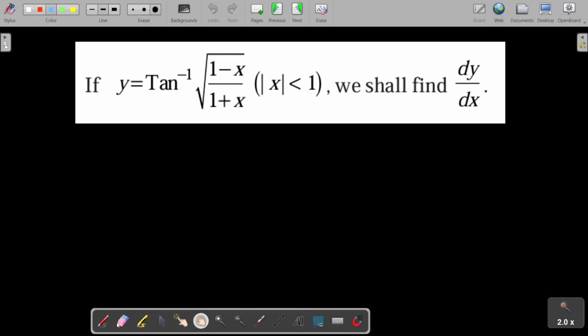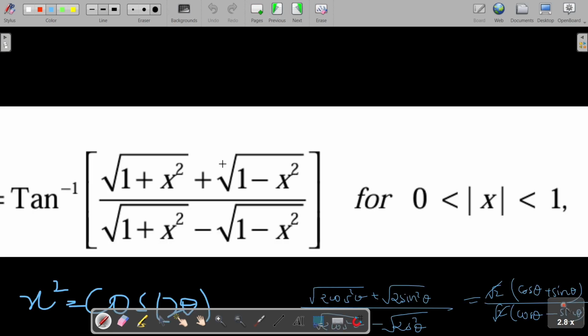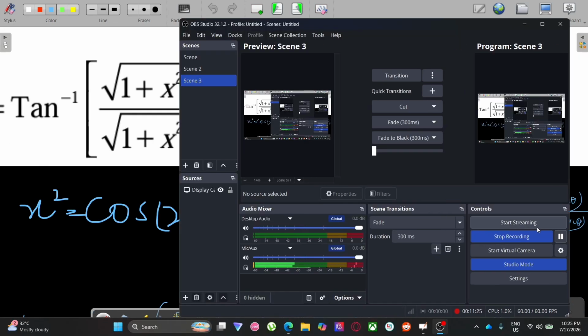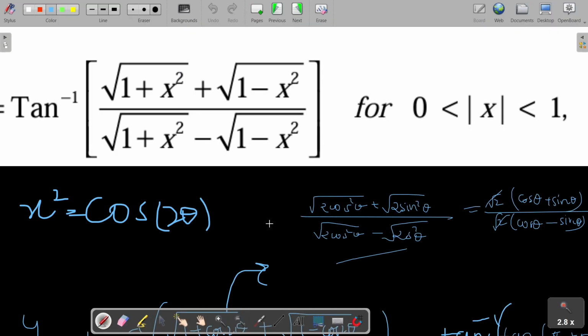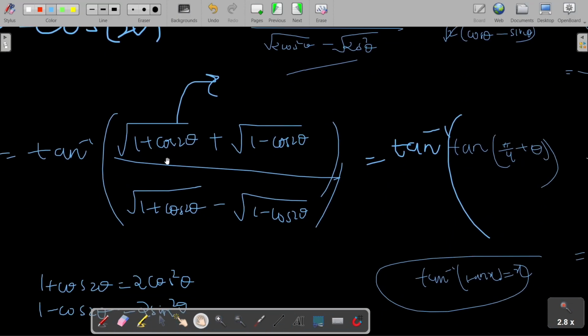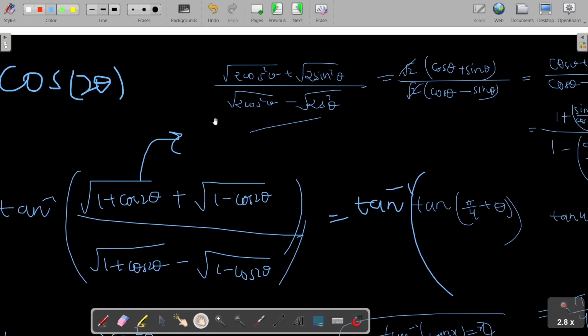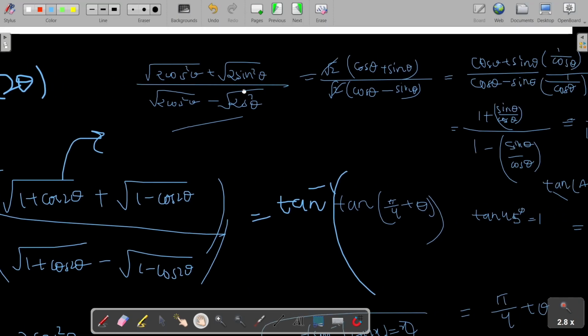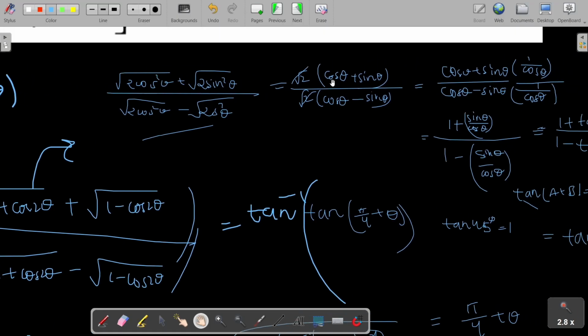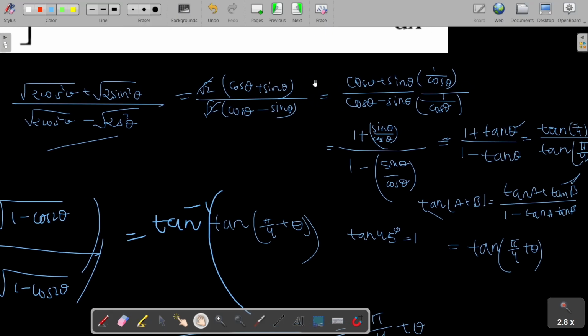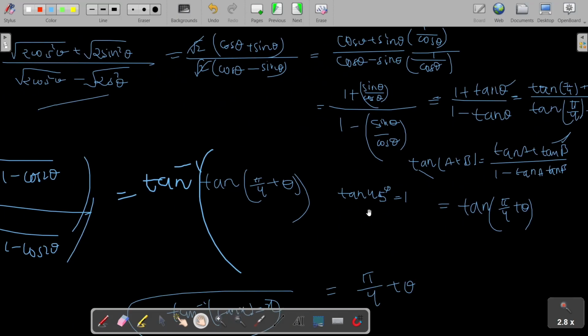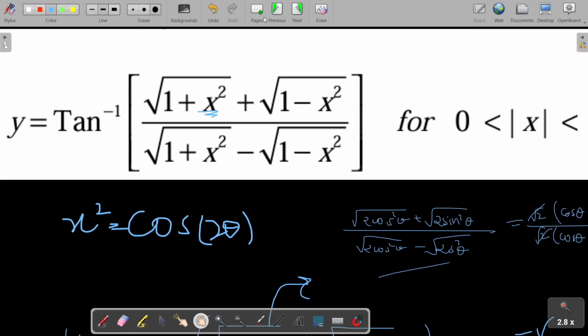As we've seen in the previous problem, we substituted x square with cos 2 theta to get this format, because it is in the square root. The square and root cancel this thing, and we are left with simple trigonometric functions, and we can simplify that as anything we want to simplify this whole thing.